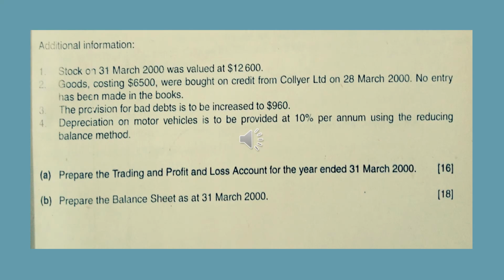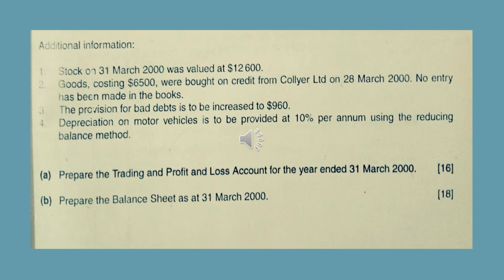Additional information says point 1, stock on 31st March 2000 was valued at 12,600. This means this is the closing stock. This will come in the trading account, subtracted from cost of goods sold to arrive at the gross profit, and next it will come in the current assets as closing stock.